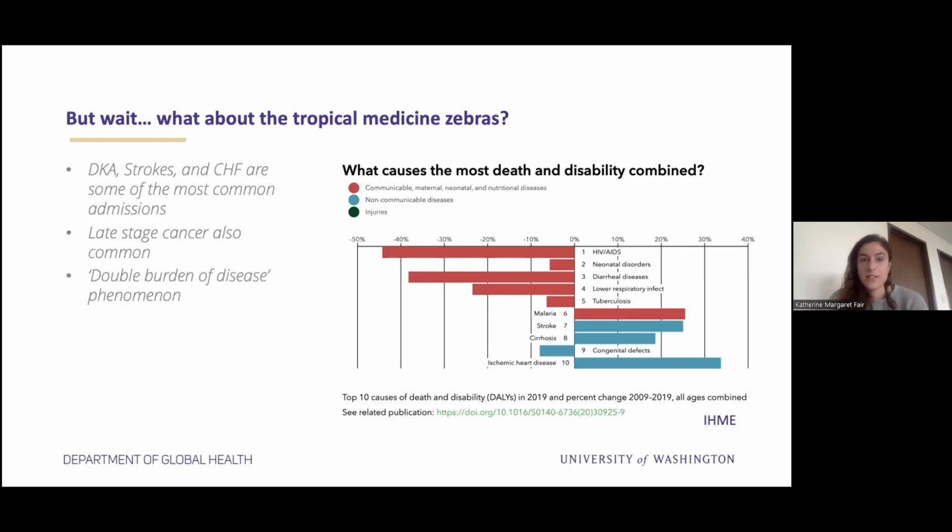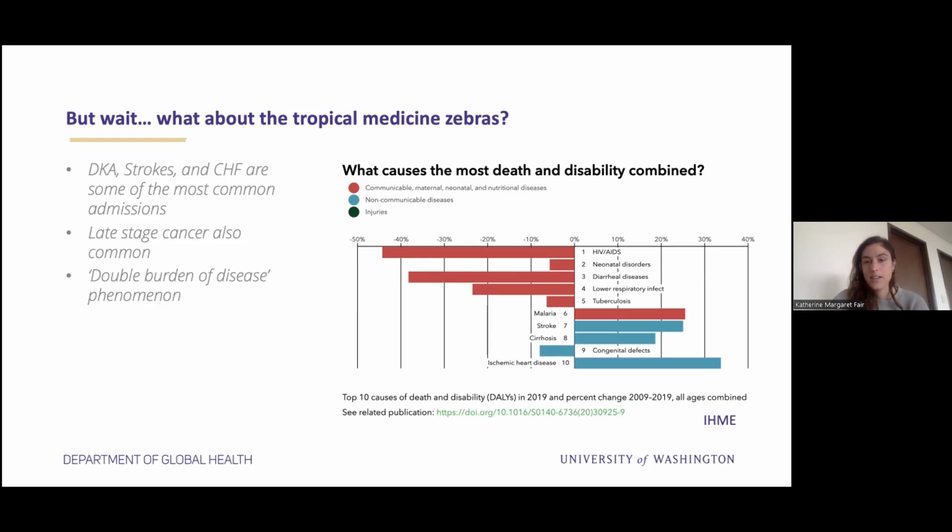And as I've been alluding to with these first 3 cases, what about all the tropical medicine zebras? We've been looking at heart failure, diabetes, cancer. Strokes are incredibly common. So while the epidemiology might be slightly different and our treatment might be slightly different, we encounter many of the same things.